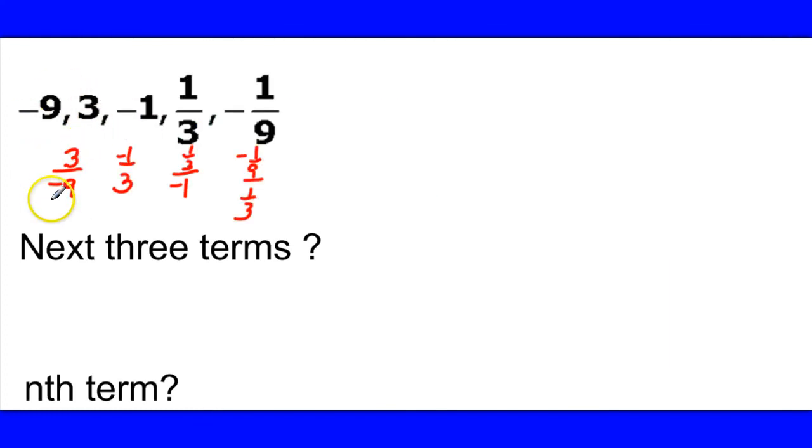If you set up the ratios, 3 over negative 9 is negative 1/3. Negative 1 over 3 is negative 1/3. 1/3 divided by negative 1 is negative 1/3. And negative 1/9 divided by 1/3 is negative 1/3. So my common ratio is negative 1/3. Now you'll notice when your common ratio is negative, your signs go back and forth from negative to positive, negative to positive.